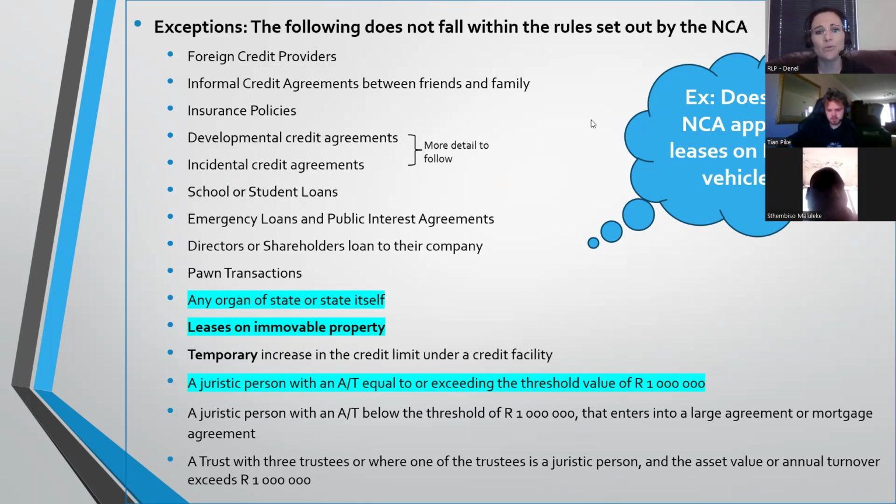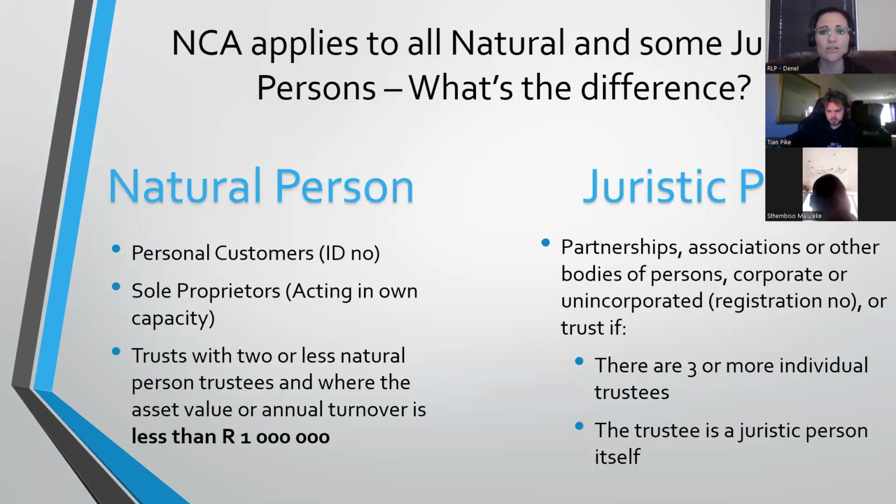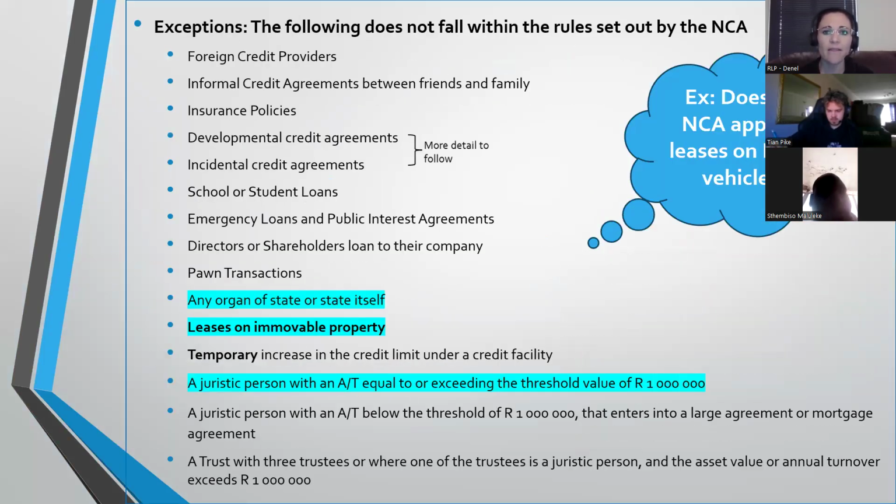Informal credit agreements between friends and family. Once again, if we go back, it says that the act applies to dealings that are at arm's length. And between friends and family, it is not at arm's length. And therefore, the NCA won't apply. So I think in the majority of cases, it's easy to identify why a specific transaction will be excluded from the NCA or won't be covered by the NCA.